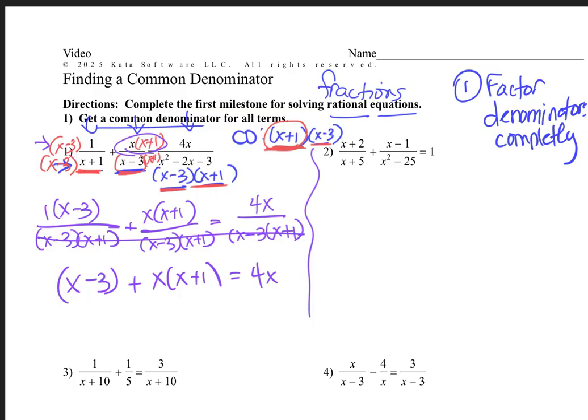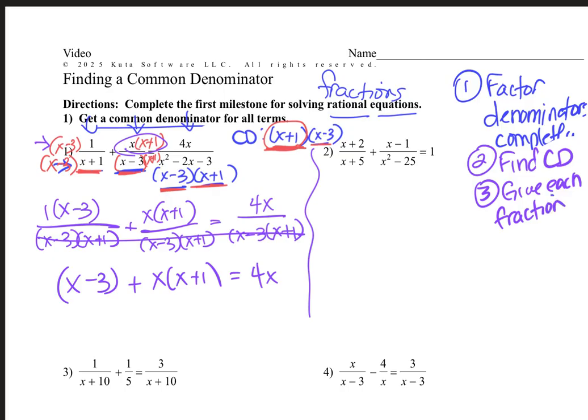All right, so I'm going to go a little faster for this one. And then find the common denominator is the second step. Greatest common, I don't even know what I'm thinking here. Find common denominator. It doesn't have to be a least common denominator. That's what I was thinking in my head. And then the third thing is give each fraction what they are missing.